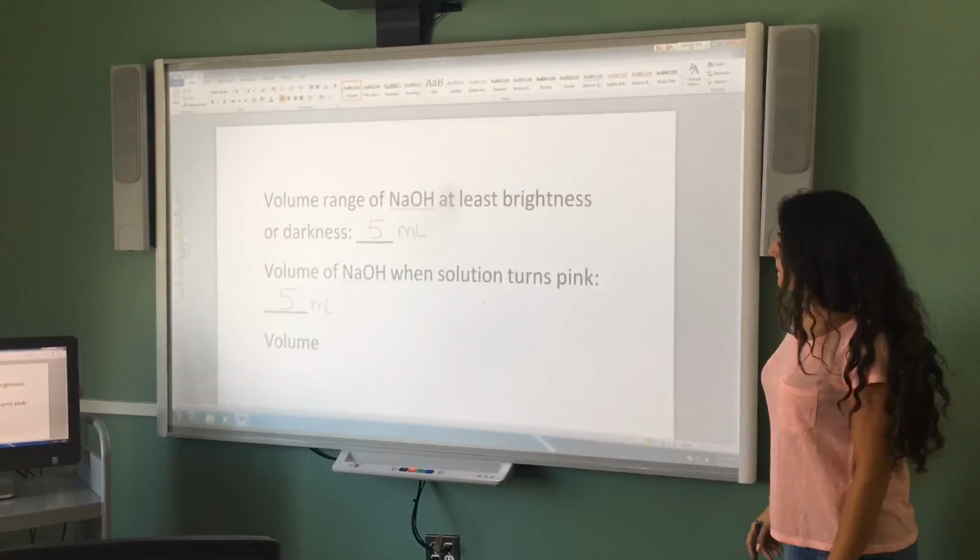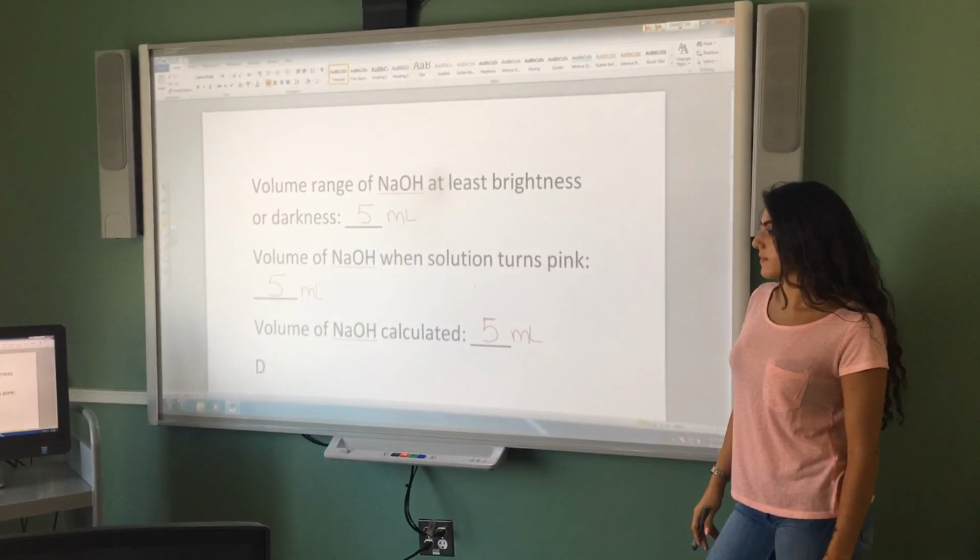After completing Part C, our results were 5 milliliters for the volume range of NaOH at least brightness or darkness, and 5 milliliters for the volume of NaOH when the solution turns pink, and 5 milliliters for the volume of NaOH calculated.